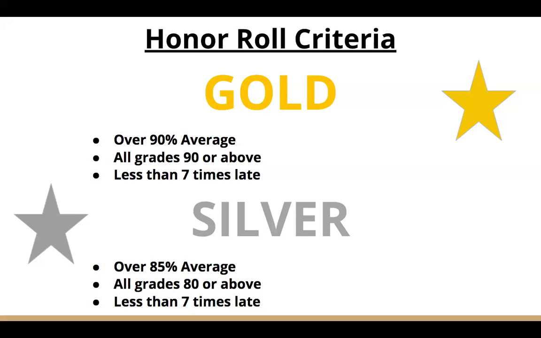Again, I'm Mr. Pang. I teach algebra with Ms. Kraus, 804, 805, and 806. I'm going to wrap this up with some general 8th grade experiences and expectations. For the honor roll criteria, for the gold, it's a 90% average or above, all grades are 90 or above, and you have to be late less than 7 times up to that time period. Over 85 for silver, all grades 80 or above, less than 7 times late.